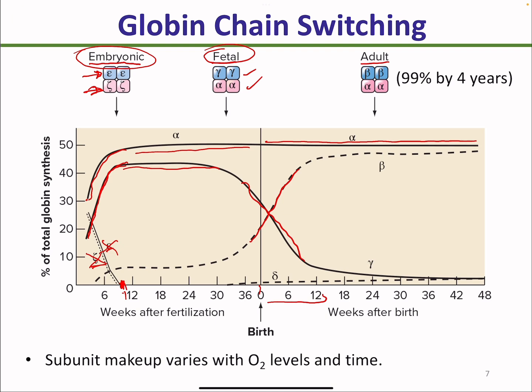In fact, by the age of 4, all hemoglobin that is found in a person is basically made up of adult hemoglobin. And that adult hemoglobin is 2 beta chains and 2 alpha chains. About 99% of the hemoglobin is adult hemoglobin by age 4. Okay?